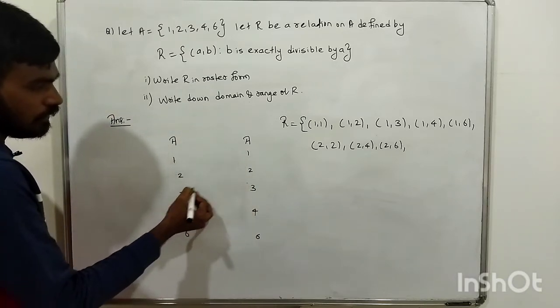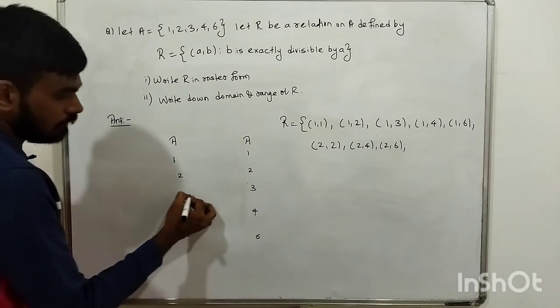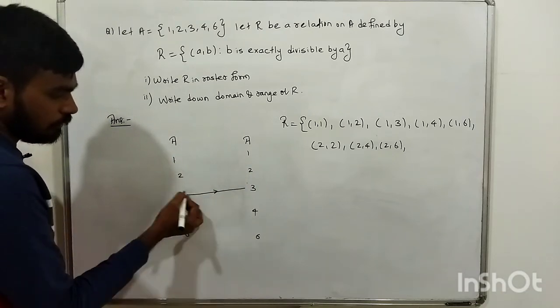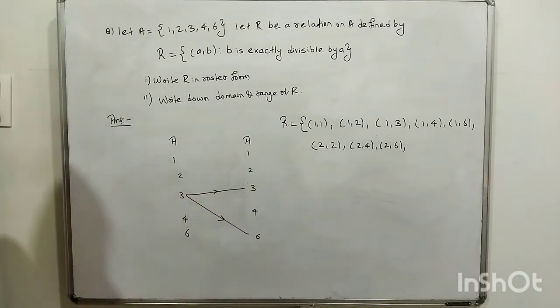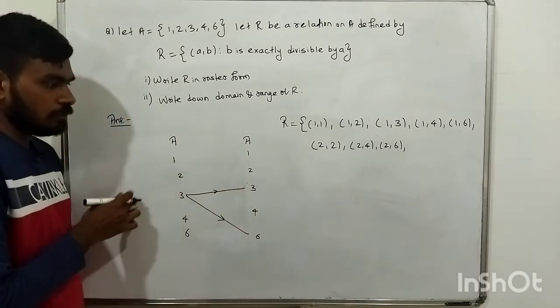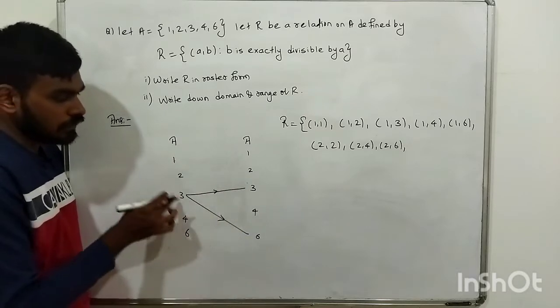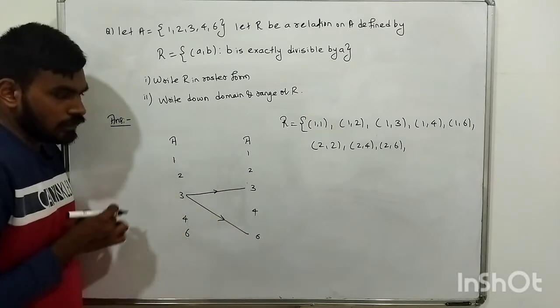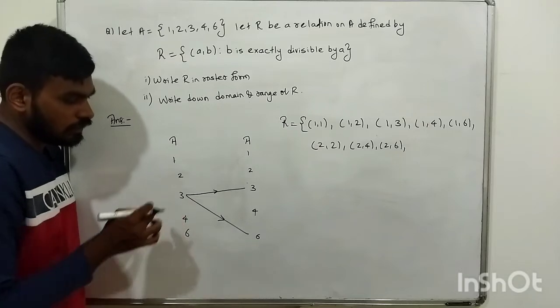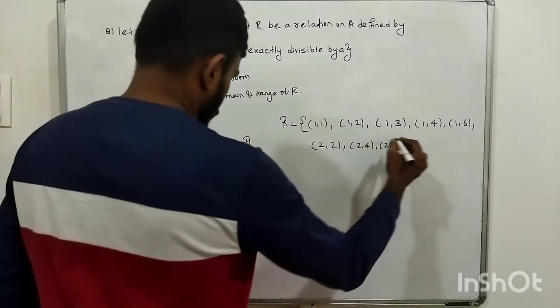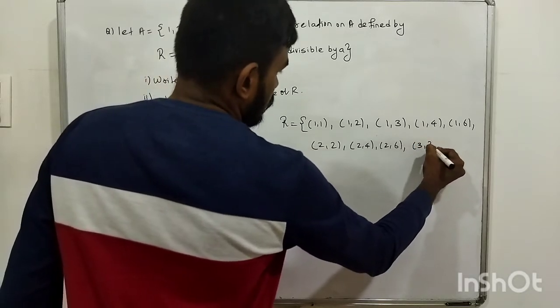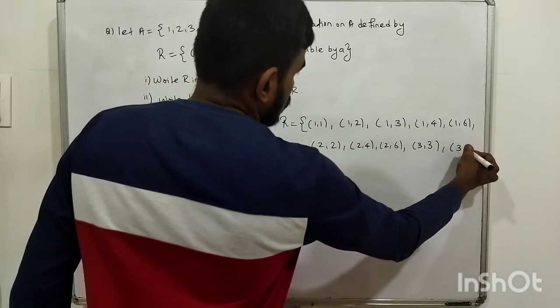1 upon 3 we can't take, 2 upon 3 we can't take, 3 upon 3 we can take actually. 4 upon 3 we can't take, 6 upon 3 we can take because 1 upon 3 is 0.333 which is not an integer, 2 upon 3 is 0.666 which is not an integer, 3 upon 3 is 1. 4 upon 3 is again not an integer, 6 upon 3 is integer 3. Understood now? So (3, 3) and (3, 6).